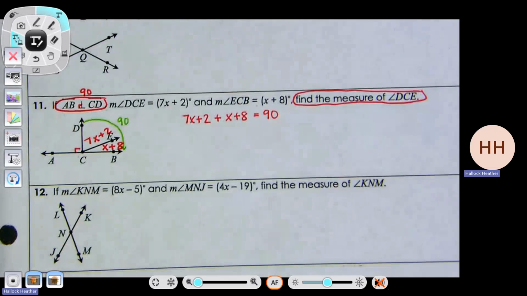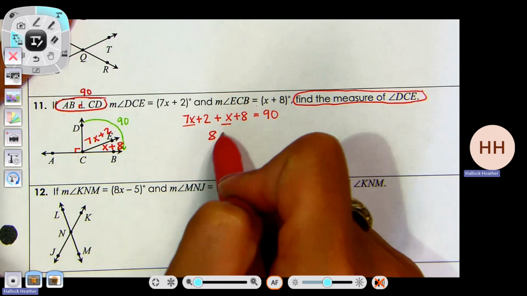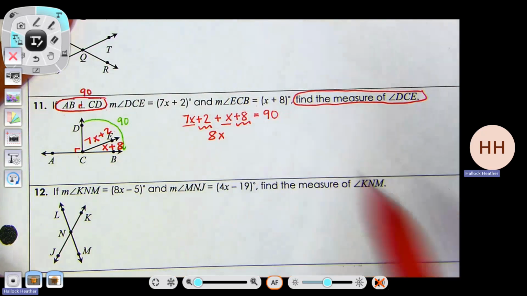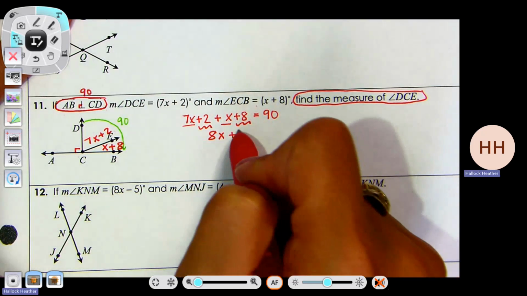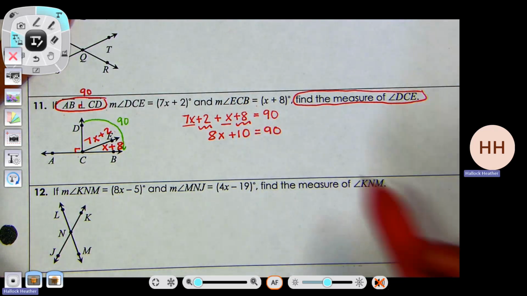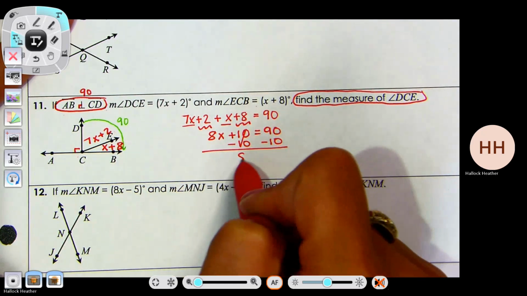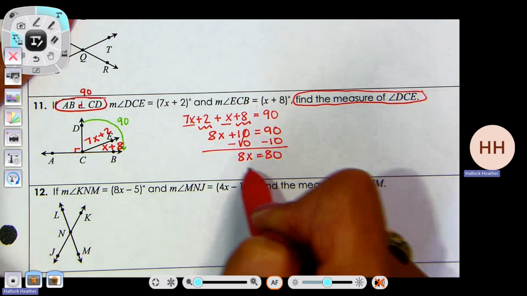So algebra was very like, here's the quadratic formula, let's plug it in and do it exactly this way. Geometry is like, what do you have to work with? Figure out an equation that would work. There's more than one way to do it and get the right answer. So I'm going to combine like terms. So 7x and x make 8x. 2 and 8 make 10. And it's a two-step equation. So I subtract and I divide. So what does x equal, if anybody's got there yet?